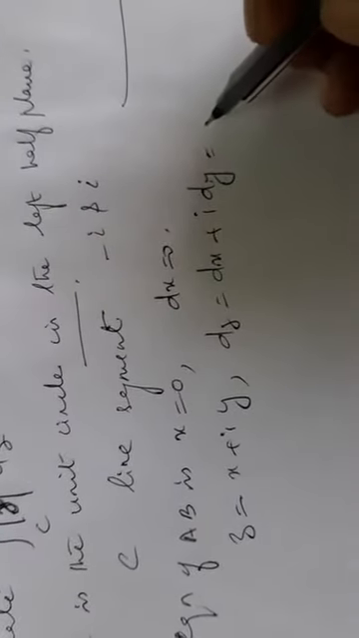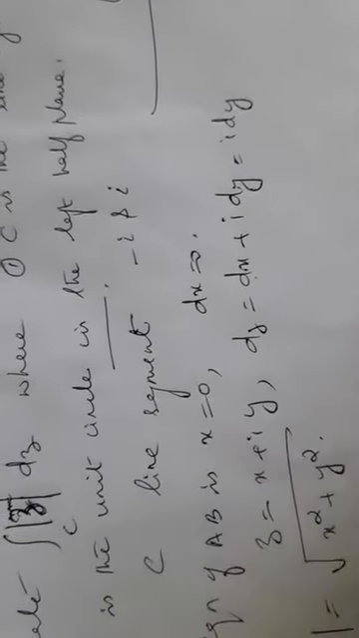So what is the equation of AB? This is the y-axis, so x is equal to 0. So when x is 0, dx is 0. z is x plus iy, so dz is dx plus i dy. So it becomes i dy because dx is 0.